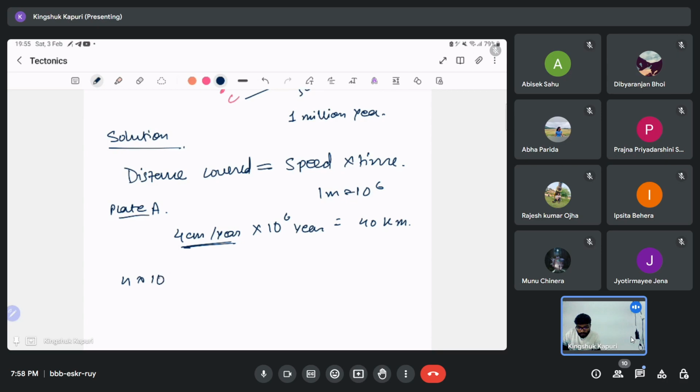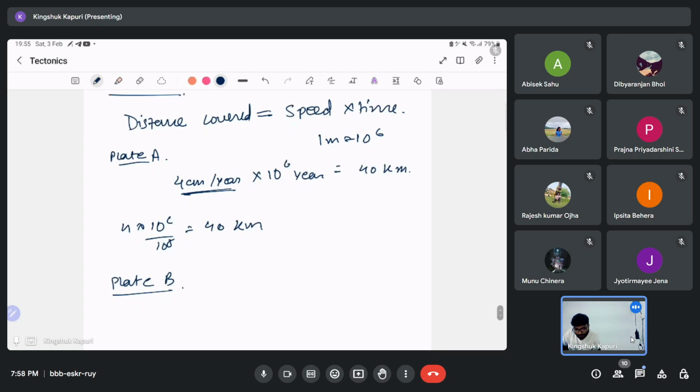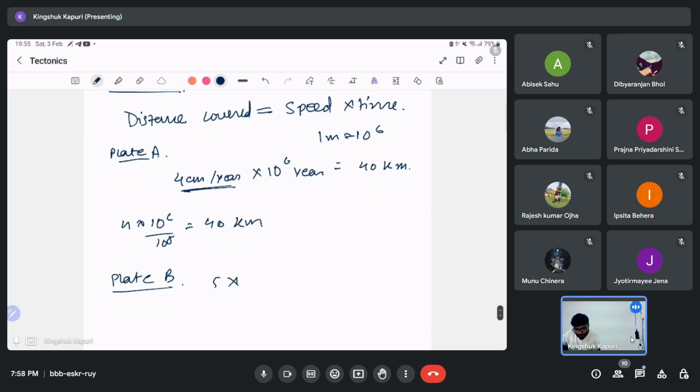So 4 into 10 to the power 6 divided by 10 to the power 5 equals 40 kilometers. Now for plate B also, it's 5 centimeters. So 5 into 10 to the power 6 by 10 to the power 5 equals 50 kilometers.